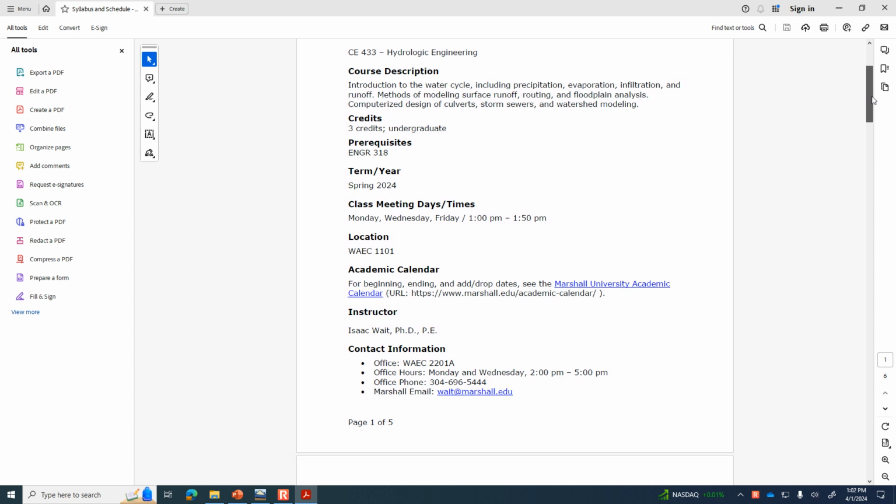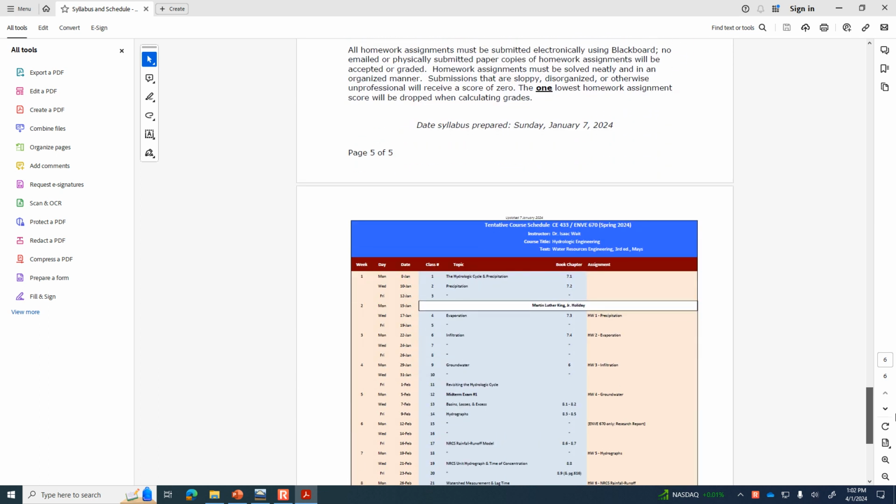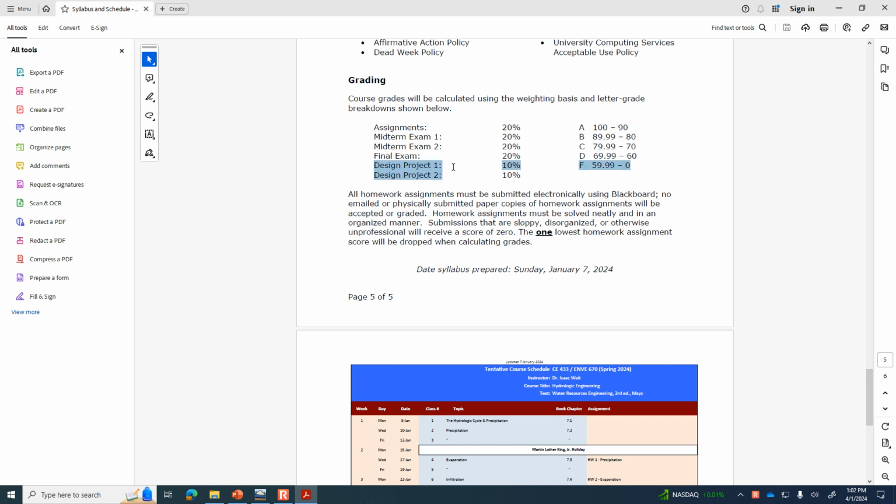So design project number 1 is due a week from today at 11:59 p.m. And sure enough, it's worth 10% of your grade. So design project 1 and 2, which are the last 2 things that you have in this class, collectively account for as much as all of the previous assignments combined.